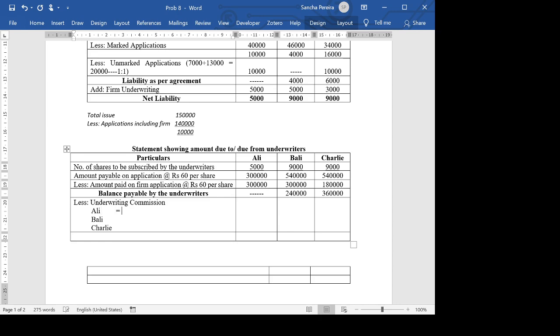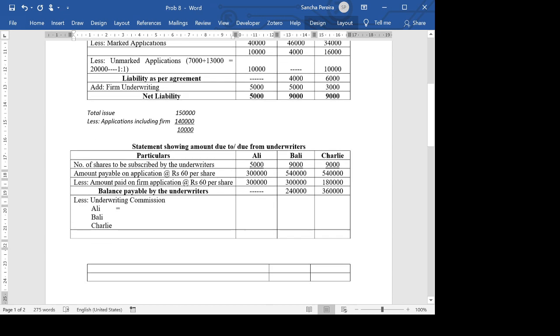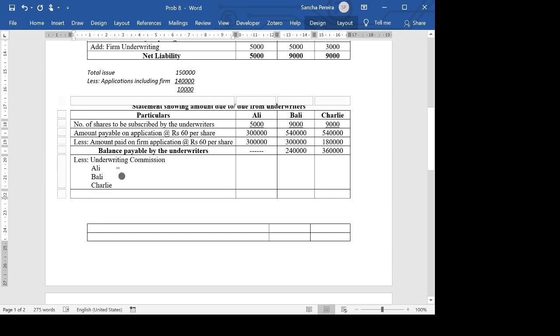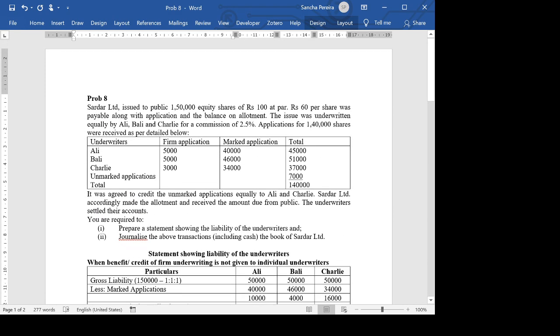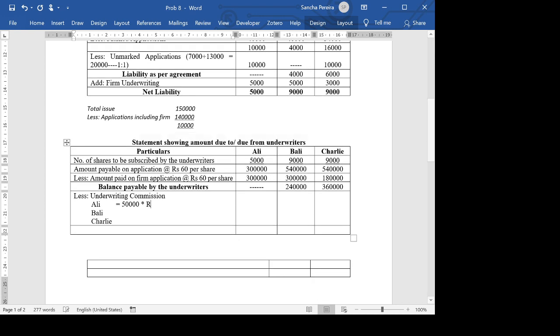Each one's commission is equal to, in case of Ali, commission always on gross liability. So here everyone's gross liability is the same, 50,000 shares. 50,000 into the issue price of shares. The issue price of shares here is 100. The shares are issued at par itself, at face value. So the issue price of shares is 100 and the rate of commission is 2.5%. So into rupees 100 into 2.5%.